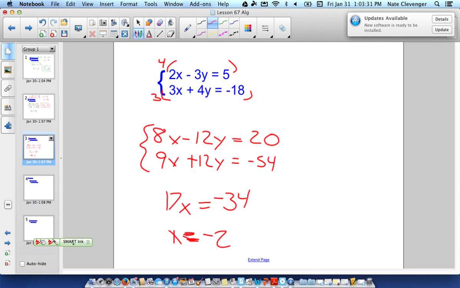What if they both had positive signs? We'll look at that in just a second. I think I have one of those next. If not, it's one of the ones coming up here. It's a good question.